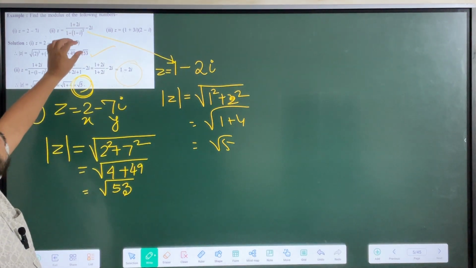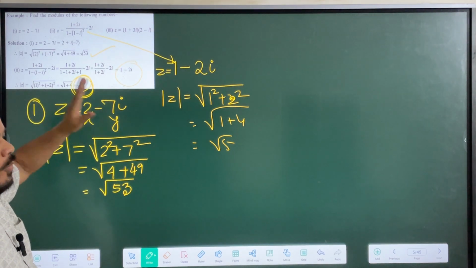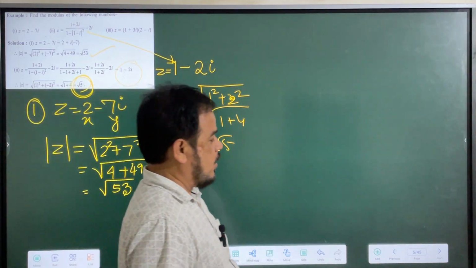This part you already did, so I am not going to do it again and again. This calculation is done by you, and I have already explained it in the previous exercise.